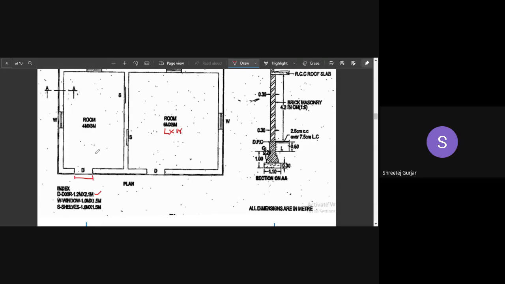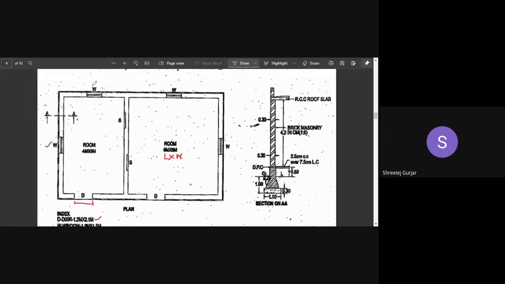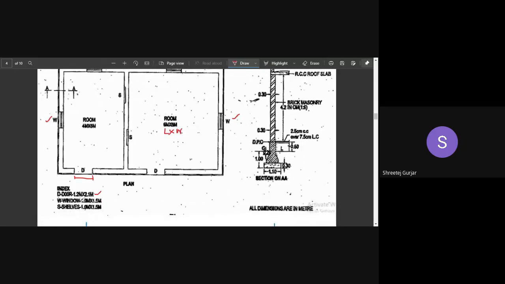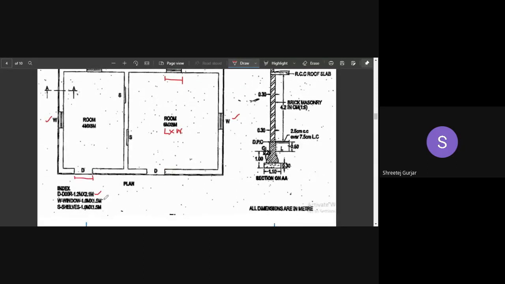Coming to the next thing, windows. How many windows? We can see windows 1, 2, 3, and 4. We have 4 windows, and these windows are of the same size. They are not different, so we have named all of them W. The size of the window is 1 meter in width and 1.5 meter in height. So all of these windows are 1 meter in width and the height of this window is 1.5 meters. So this we are done.